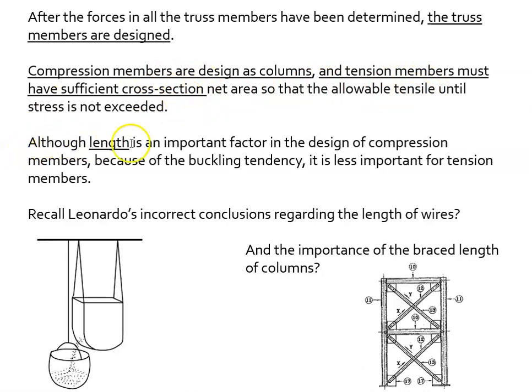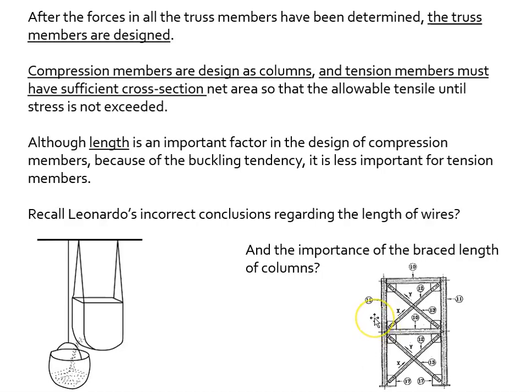Although length is an important factor in the design of compressive members because of buckling, it's less important for tensile members. Recall Leonardo's incorrect conclusions regarding the length of wires and the importance of the brace length of columns. We talked about all this before. The shorter the column, the less likely it is to suffer from buckling, and that's why we'd add these braces in. If this is a 20-foot column, now the effective length is 10, and it will resist buckling much better.